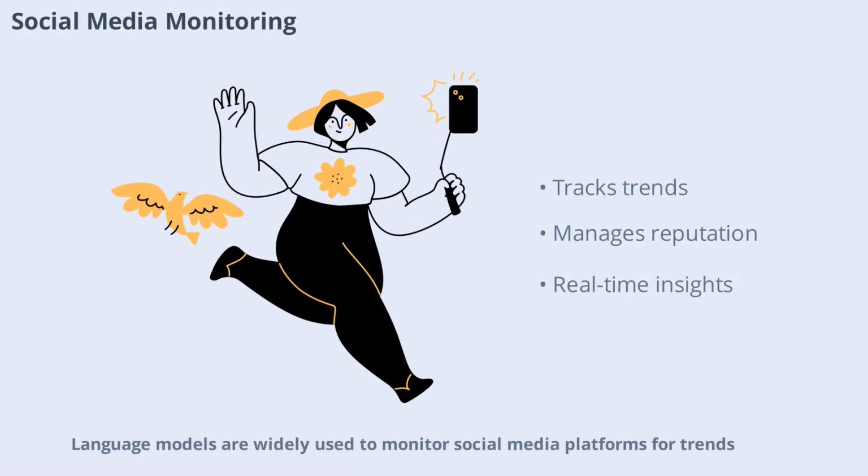Language models are widely used to monitor social media platforms for trends, public sentiment, and emerging issues. Brands and organizations track conversations to manage reputation, respond to crises, and engage with audiences. By processing vast streams of real-time data, language models help make sense of the digital noise and extract actionable insights.